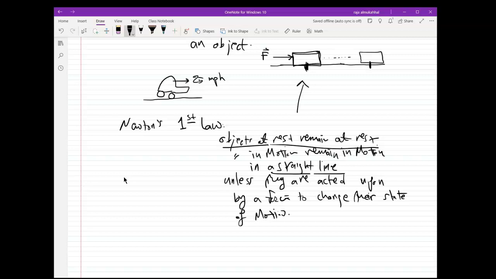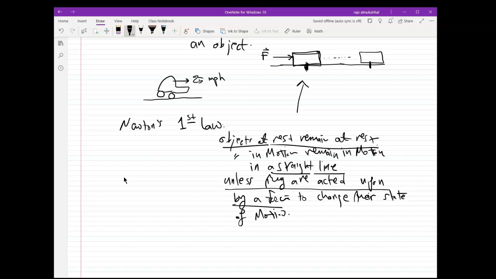So in other words, if there are no forces on an object, it can be moving in a straight line at a constant speed, simply because there is no reason for it to stop. Again, in order for it to stop or to change its motion, there has to be a force on it. And there we go. Unless they are compelled or acted upon by a force to change their state of motion.